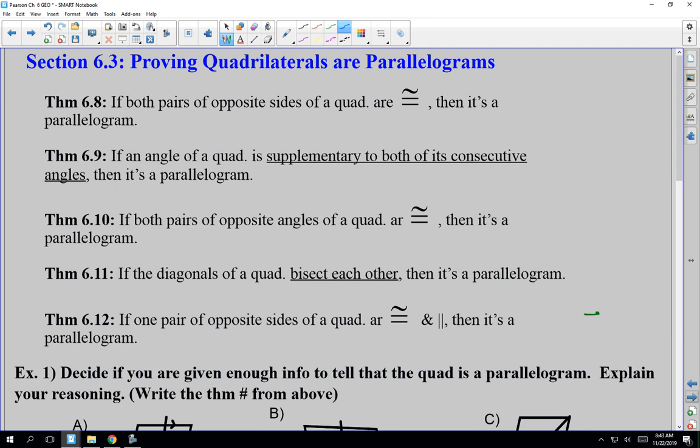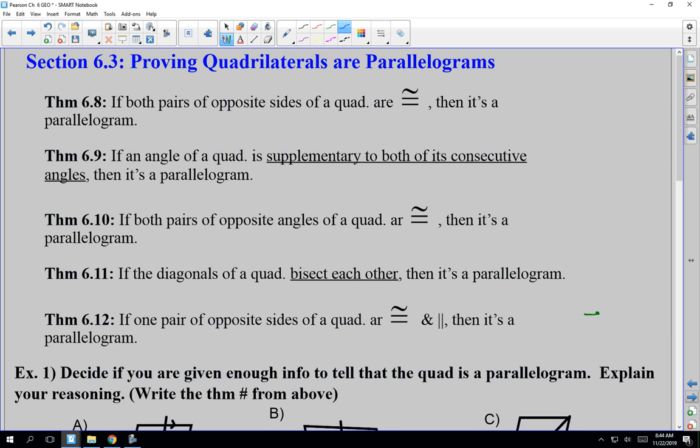If an angle of a quadrilateral is supplementary to both of its consecutive angles, then it's a parallelogram. If both pairs of opposite angles of a quadrilateral are congruent, typo there, just say are congruent, then it's a parallelogram. If the diagonals of a quadrilateral bisect each other, then it's a parallelogram. And then if one pair of opposite sides of a quadrilateral is congruent and parallel, then it's a parallelogram.